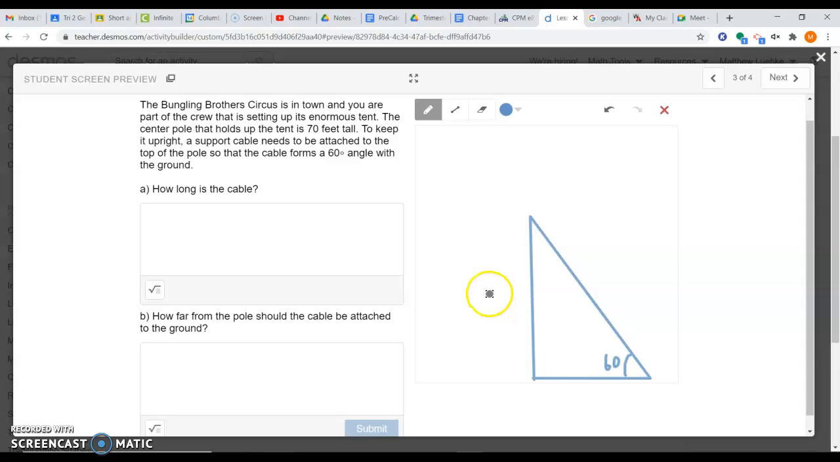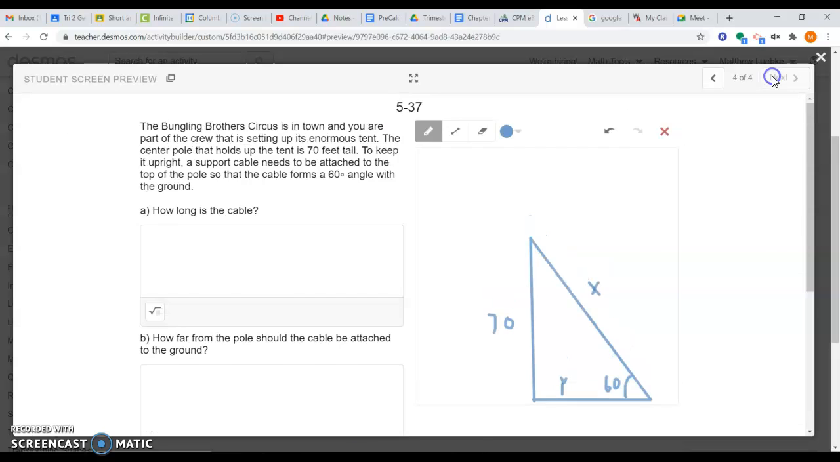Okay, so we know this is 70, we know that angle there is 60. We're looking for how long is the cable, so I can call that x. And we can set up a trigonometric ratio, a trigonometric function to solve for x. And then in part B, how far from the ground should the cable be attached. And so you're looking for maybe y down here, this distance down here on the bottom. Okay, and so you can set that one up and solve a little more straightforward without all the moving pieces.